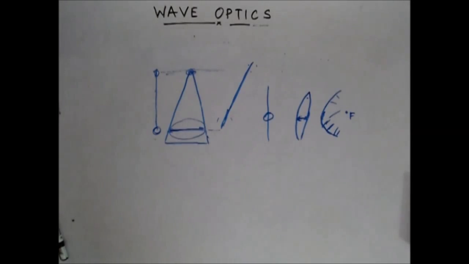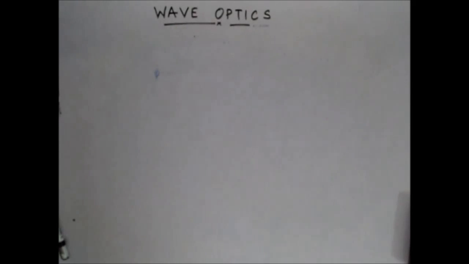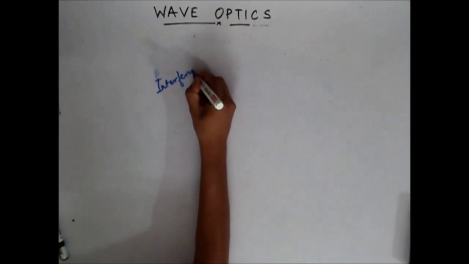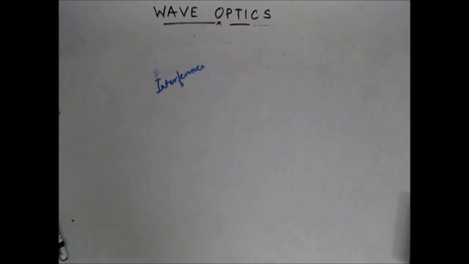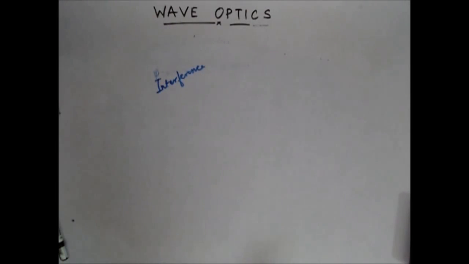Okay, so till now we had discussed the generalized phenomena like reflection and refraction, which can be explained using the wave theory of light. Now let's move on to very specialized phenomena like interference, diffraction, polarization, which can only be explained with the wave theory of light. So let's begin with interference.